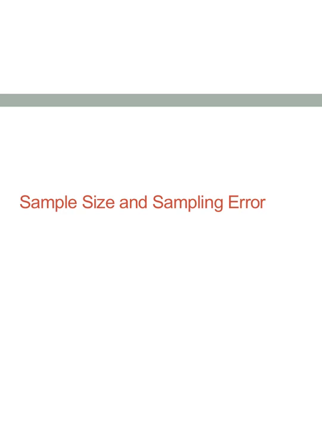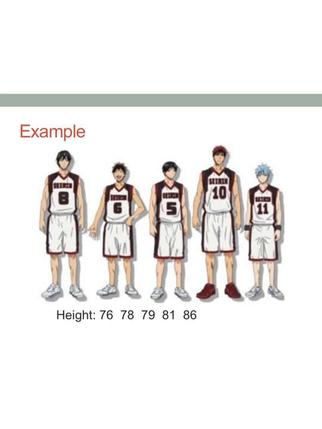Now I will use one example to show you the relationship between the sample size and the sampling error. So if I have 5 basketball players, and for these 5 basketball players I have their heights, these 5 basketball players are my population.